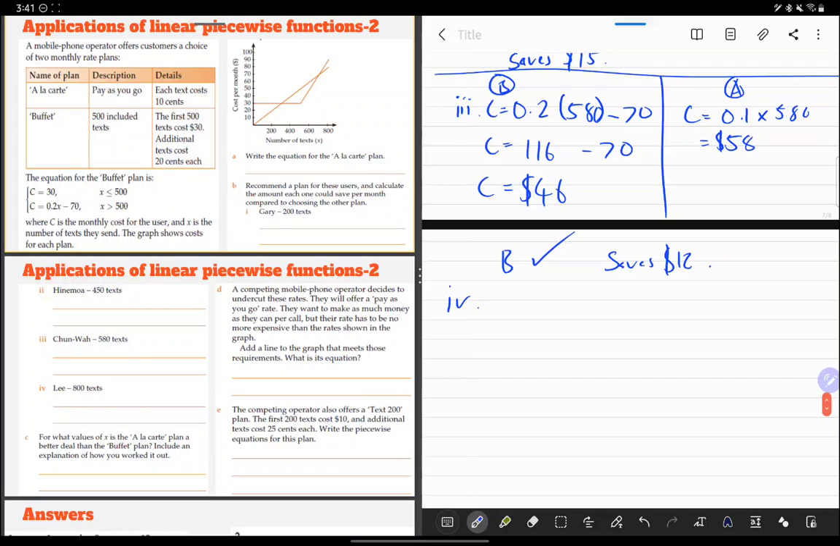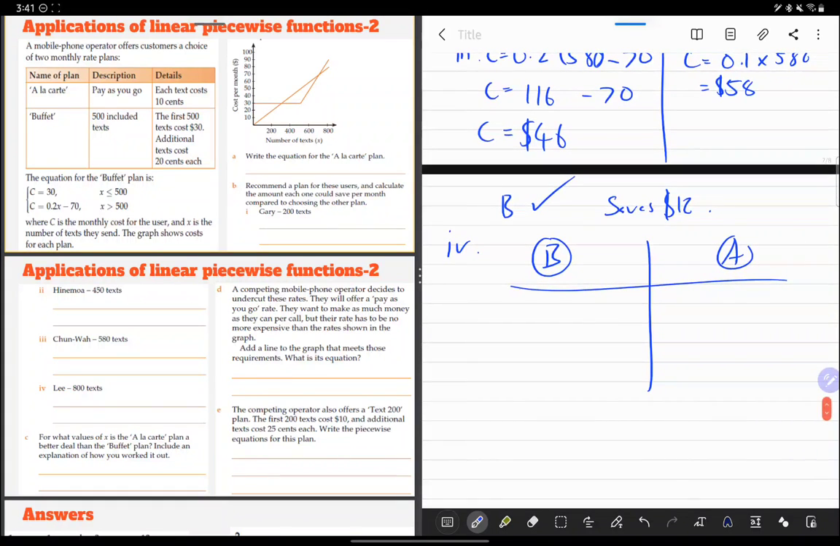And we carry on. So now we know what's happening, right? But again, practice, do it yourself as well, so we get the hang of it. Let's work out the buffet plan, and then we'll work out the a la carte plan. Buffet plan, it is 800 texts, so we know we're working with the second line. Cost equals 0.2 times 800 minus 70, which is $160 minus 70.